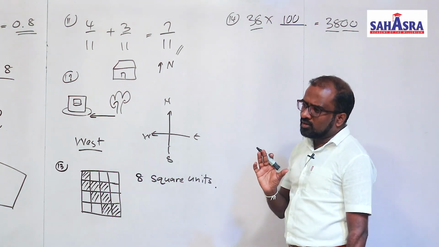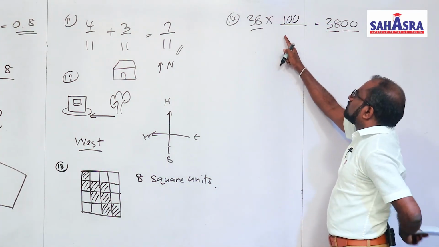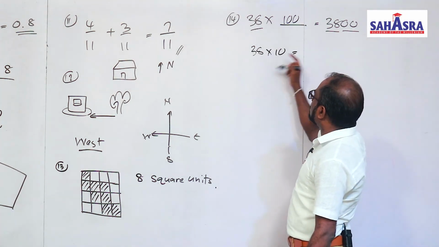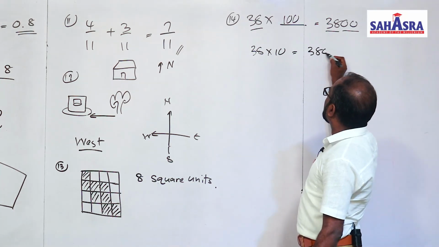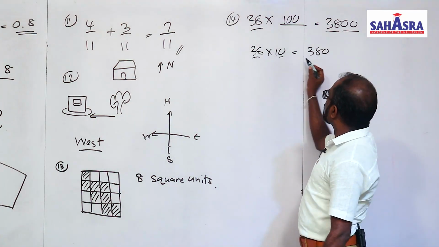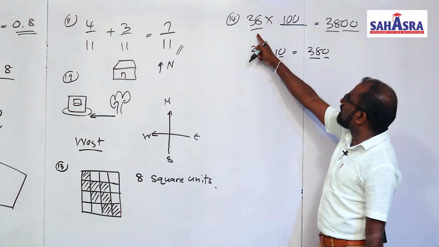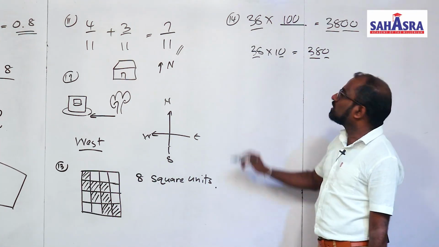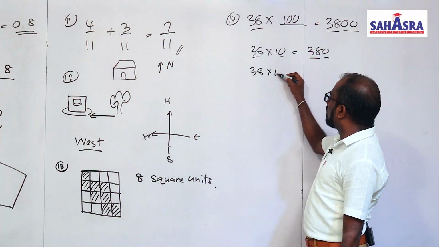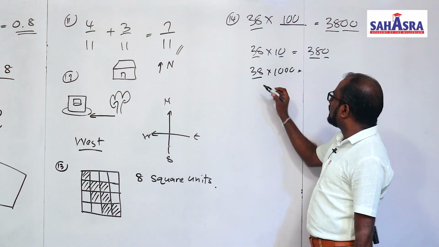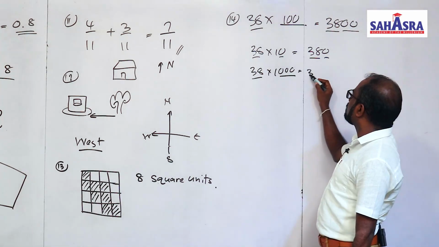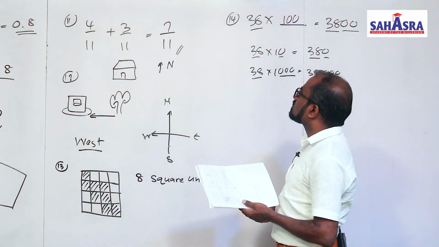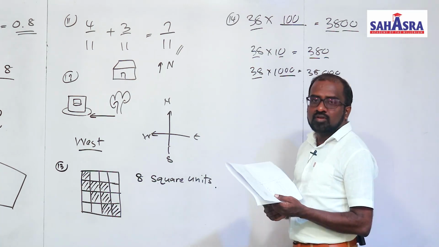Right? So just keep in mind, if you multiply 38 by 10, that is 380, this number and just 1 zero. If you multiply 38 by 100, 38 and 2 zeros, 3,800. If you multiply 38 by 1000, then 38 should come and 3 zeros should be added. So that is 38,000. That's how you multiply numbers by powers of 10.